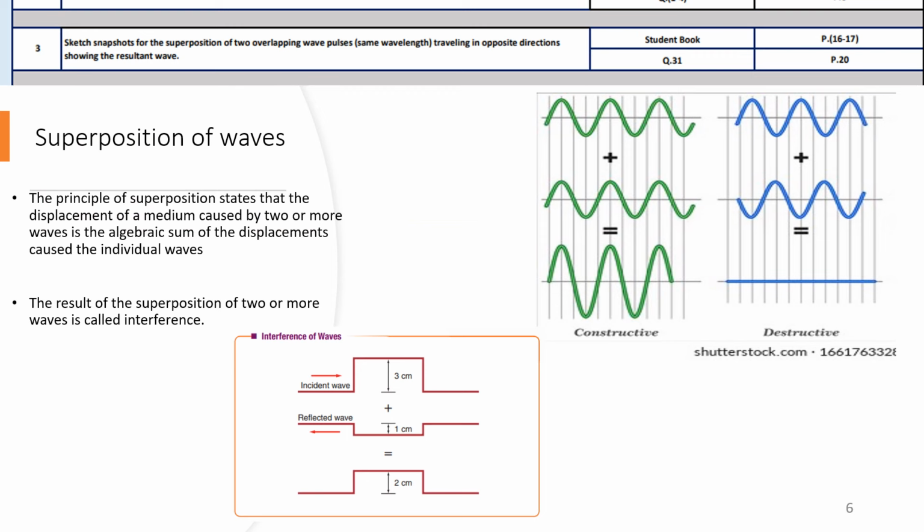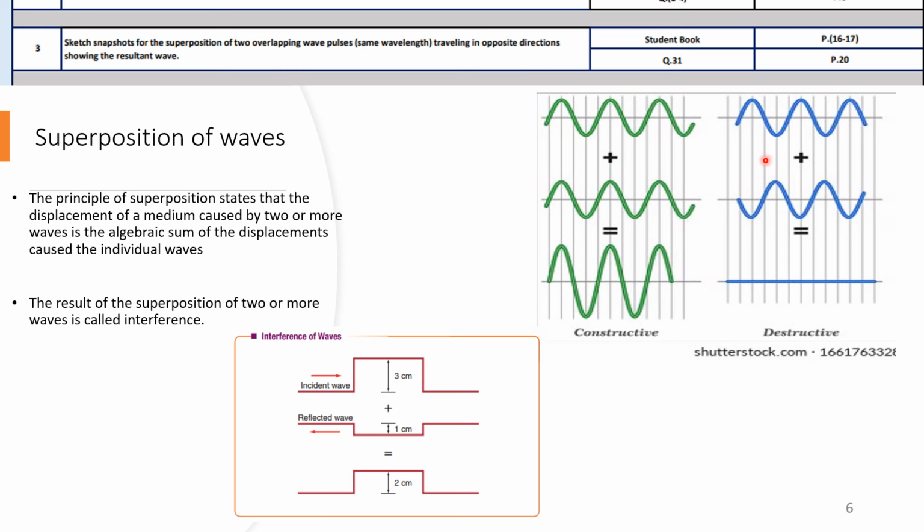Moving on to the third point, where we have to sketch a snapshot for the superposition of two overlapping waves. Here we have several types of waves that we want to discuss. If you look at the green, both waves are in the same phase. They go up and down together. So the sum of them will be constructive, and the amplitude of the resultant wave will be higher than both of them.